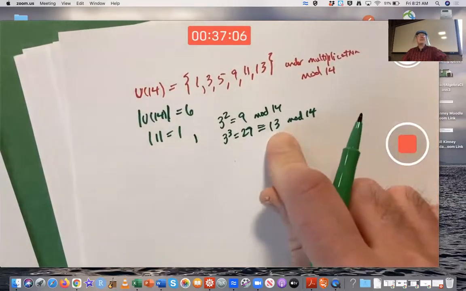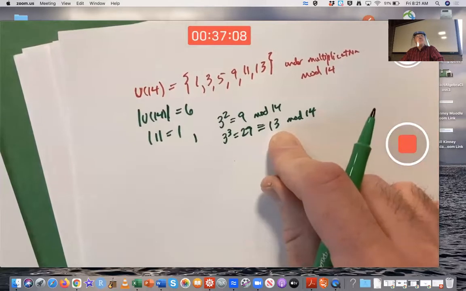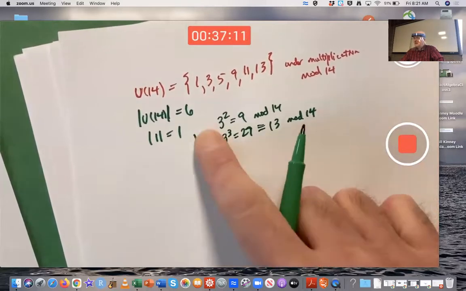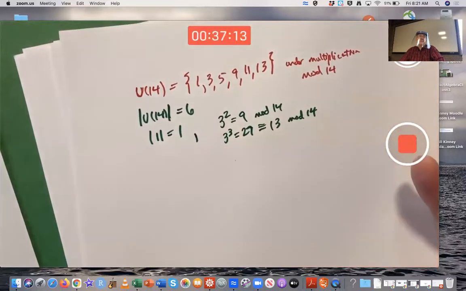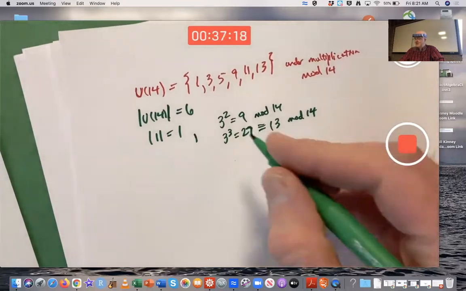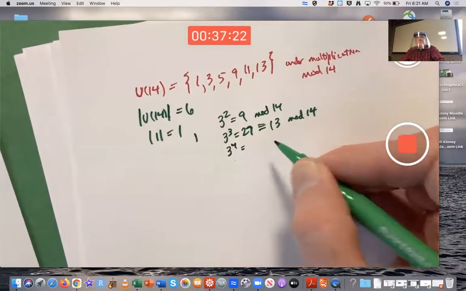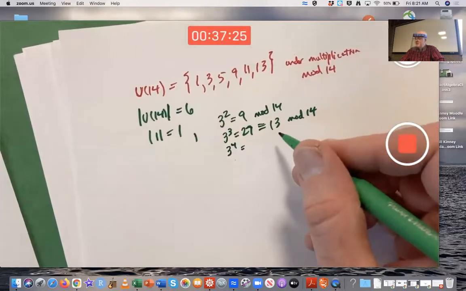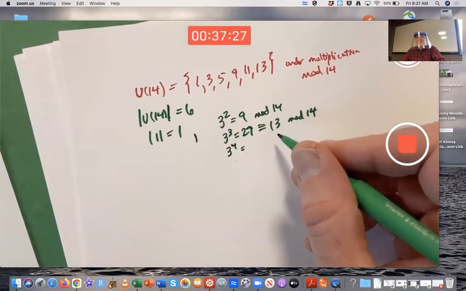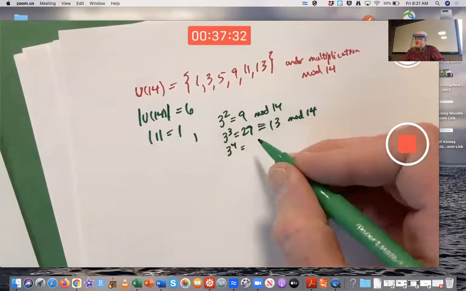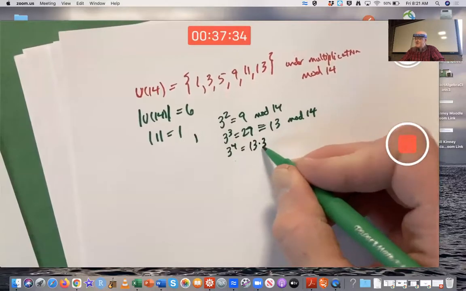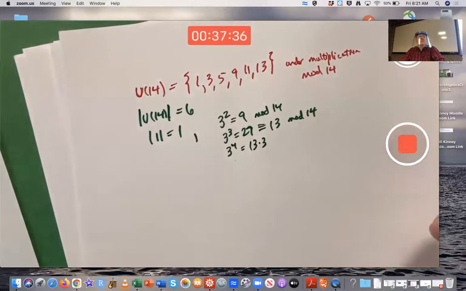We're not back to the identity there. The order of 3 can't be 2, it can't be 3. It has to be 6. Let's just keep going to confirm it. 3 to the 4th is, yeah, it's 81. But other tricks you can do, which are sometimes helpful, is you can use things you've already calculated, like 3 cubed is 13 mod 14. We can think of this as 13 times 3 mod 14 instead of 27 times 3. You're going to get the same answer in the end either way.